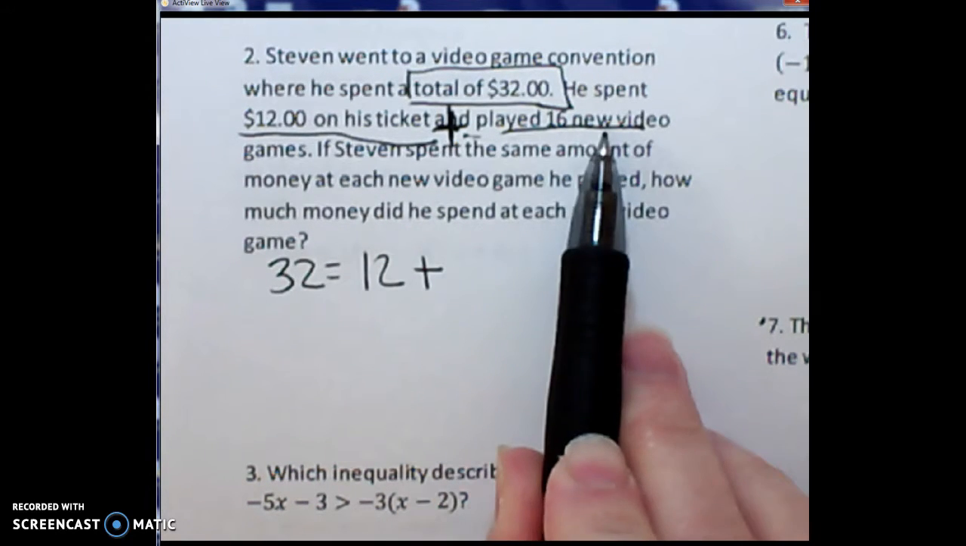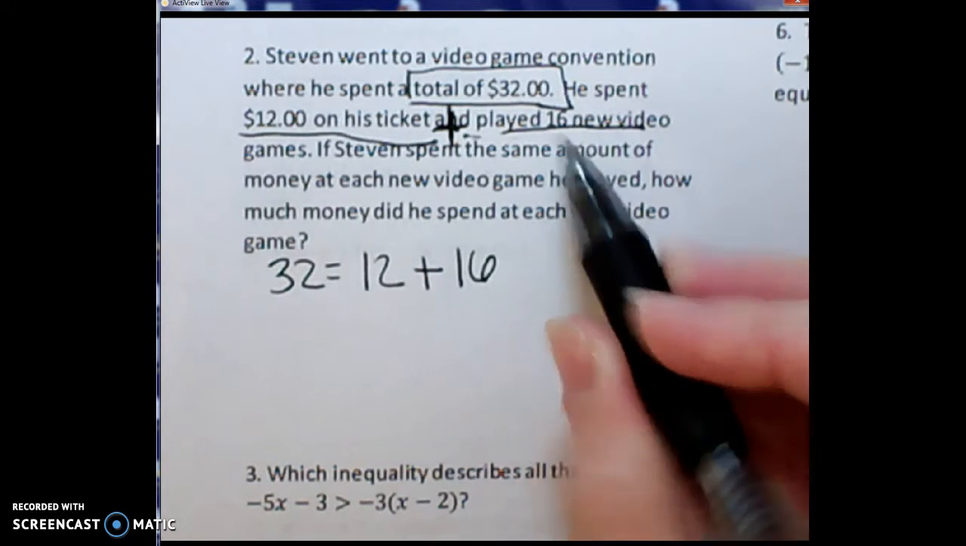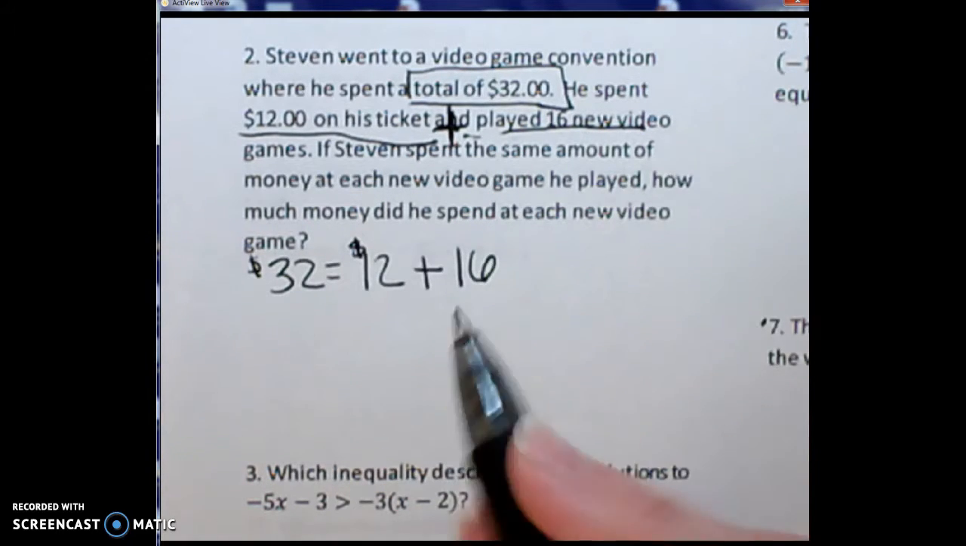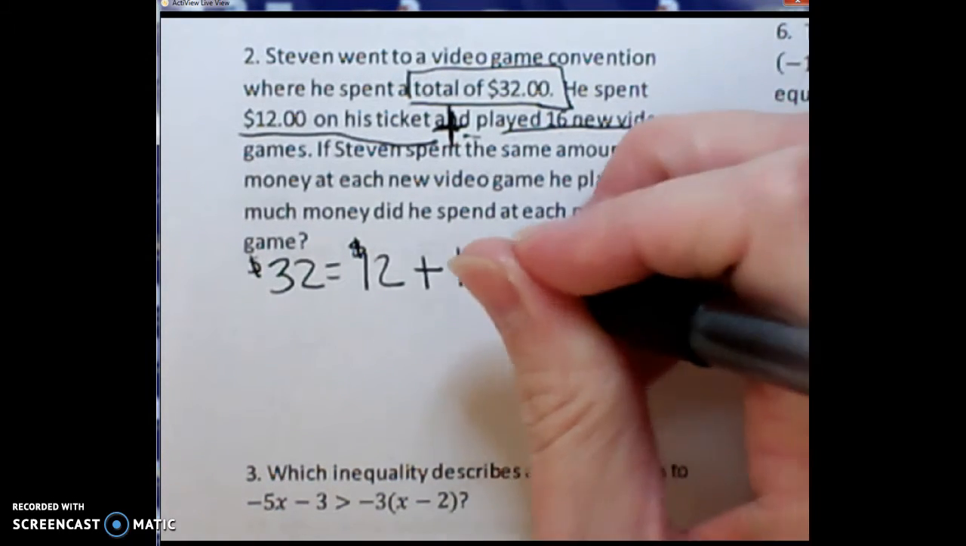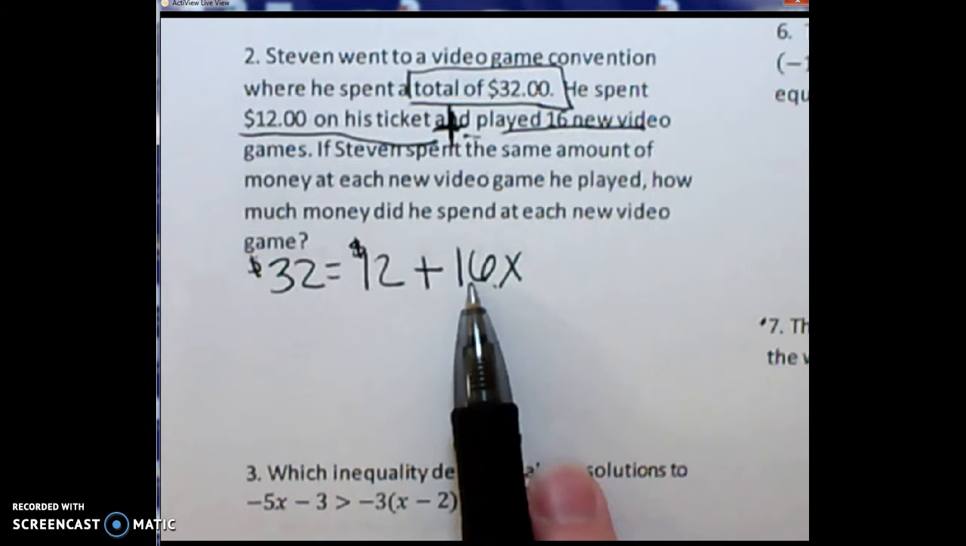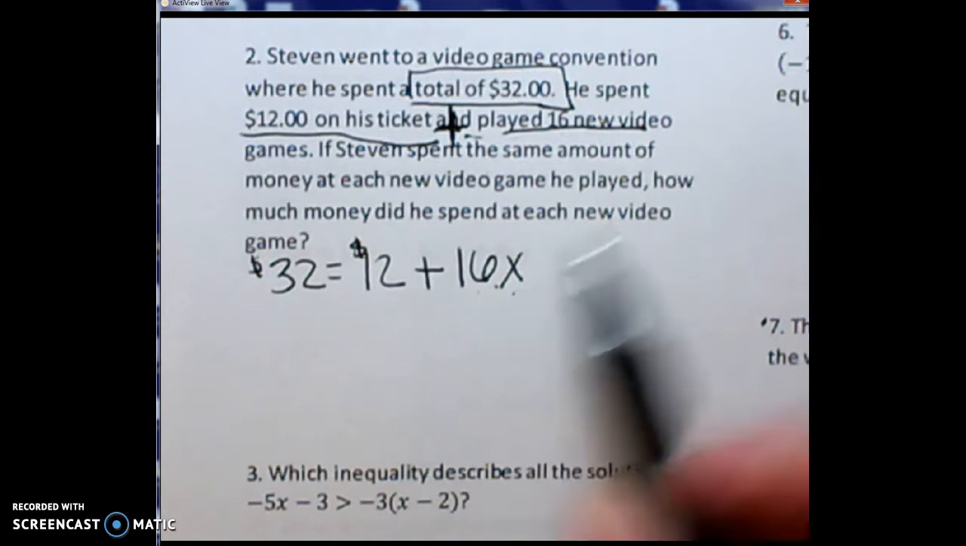So Stephen played 16 new games. So we know he played 16 games, but we don't know how much each one costs. Everything else in this problem so far is a cost, and that's the piece that we're missing here. So I'm going to use an X to represent that it was some cost times that 16. So now it's just a matter of going through and solving for X.